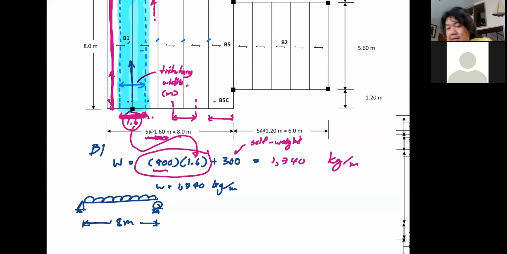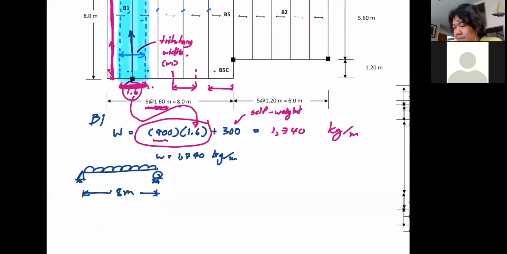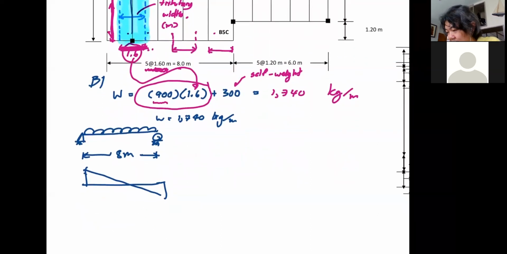So now you guys are in the third year now, and you have had two classes about the basic analysis of stuff. So please, when you see a simple beam, you should spend like 10 seconds, draw the shear force diagram and bending moment diagram.